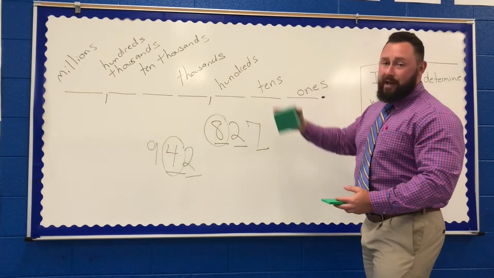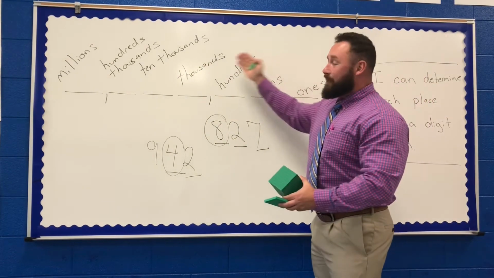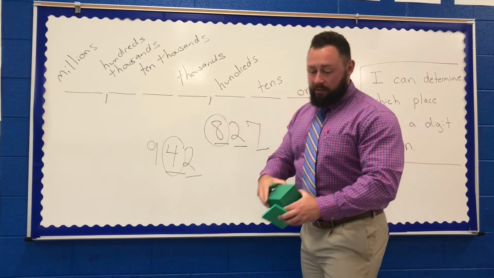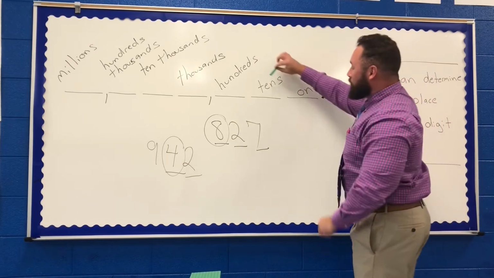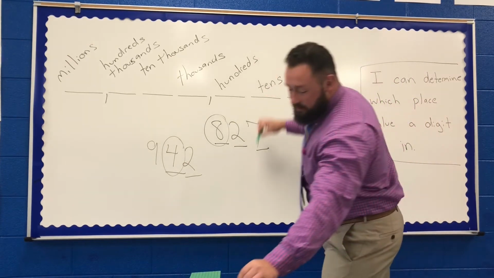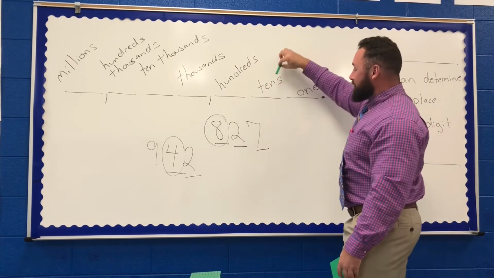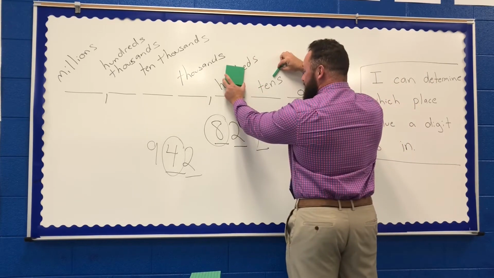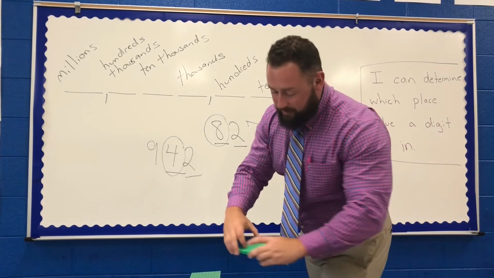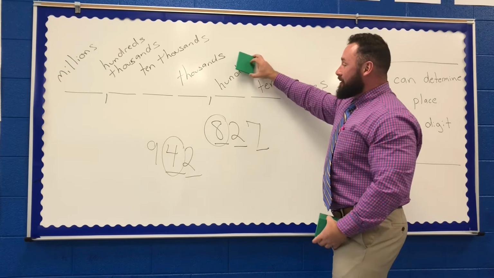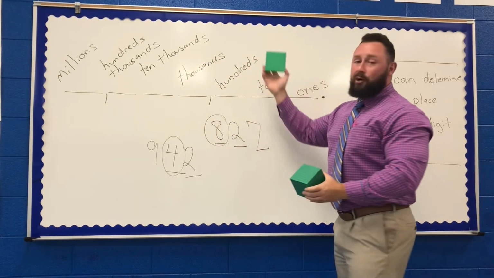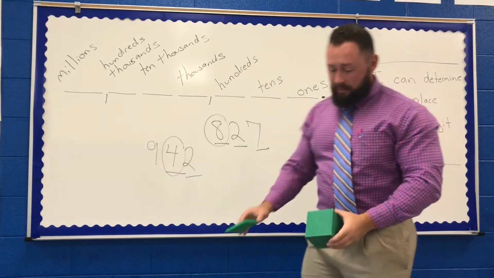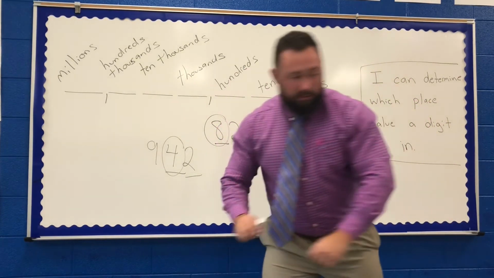Ones, tens, hundreds, thousands. Every time you go a step, it's times 10. So it takes 10 of these to equal one of these. It takes 10 of these to equal one of these. Then it takes 10 of these to equal one of these. And it's the same thing. Every time you go another place, it's times 10. So let's go over to our other board.